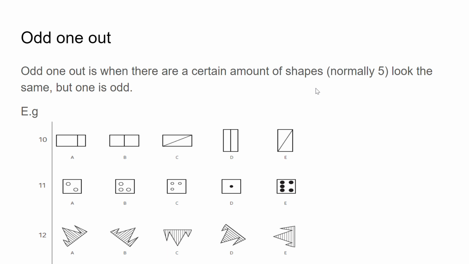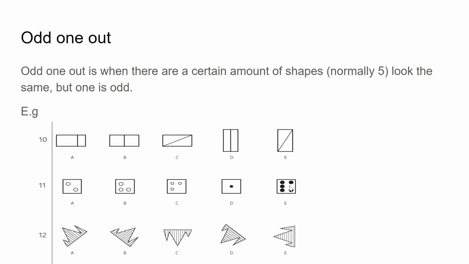So B, C, D, and E are all normal ones. A is the odd one out because A is not half of the rectangle, whereas B, C, D, and E are. A, B, C, D, and E.